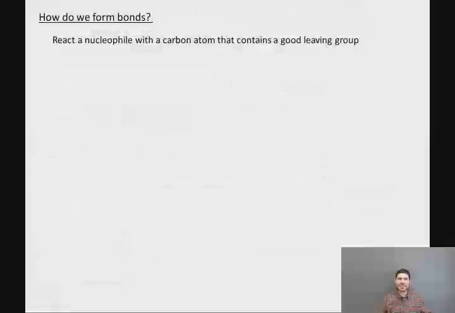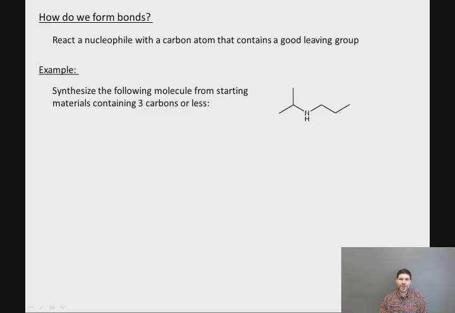Okay, so let's put this into practice now. So we've already looked significantly about how we form bonds, so this is just a quick review. We form bonds by reacting a nucleophile with a carbon atom that contains a good leaving group. Okay, so an example of how we can think about this retrosynthetically would be to give you the following problem. And that is to synthesize the following molecule from starting materials containing 3 carbons or less.